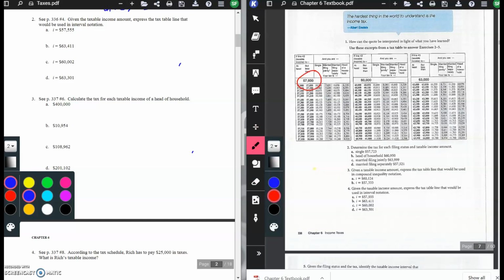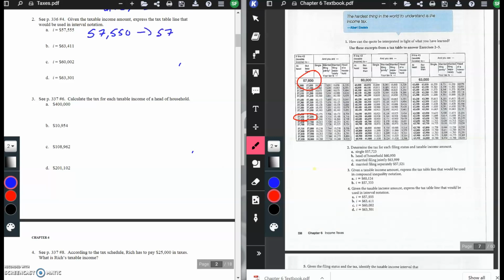And if I'm looking at 57,555, that's going to be between 550 and 600 right here. Okay. So it's going to be between 57,550 and 57,600. 63,411, that's going to be between 63,400 and 63,450. 411 falls between 400 and 450.